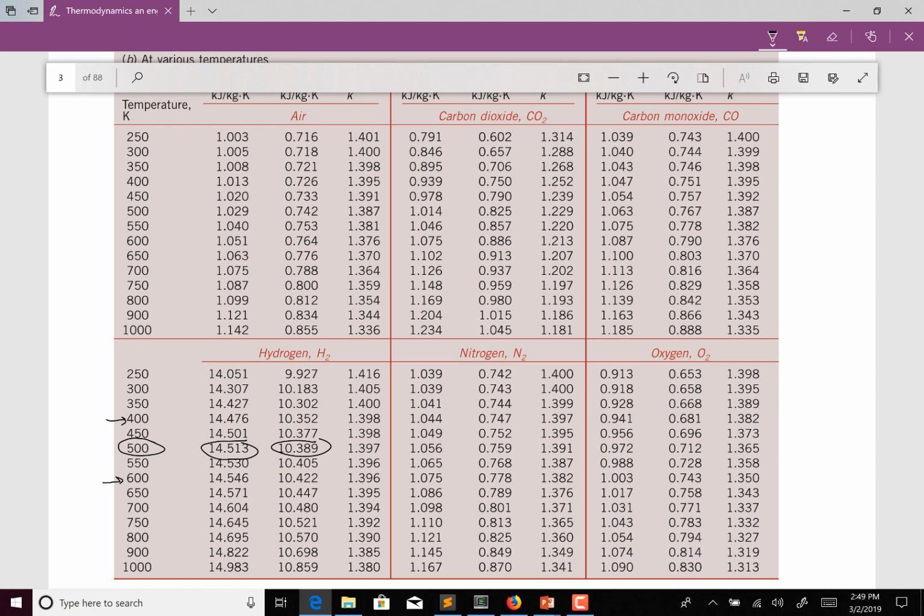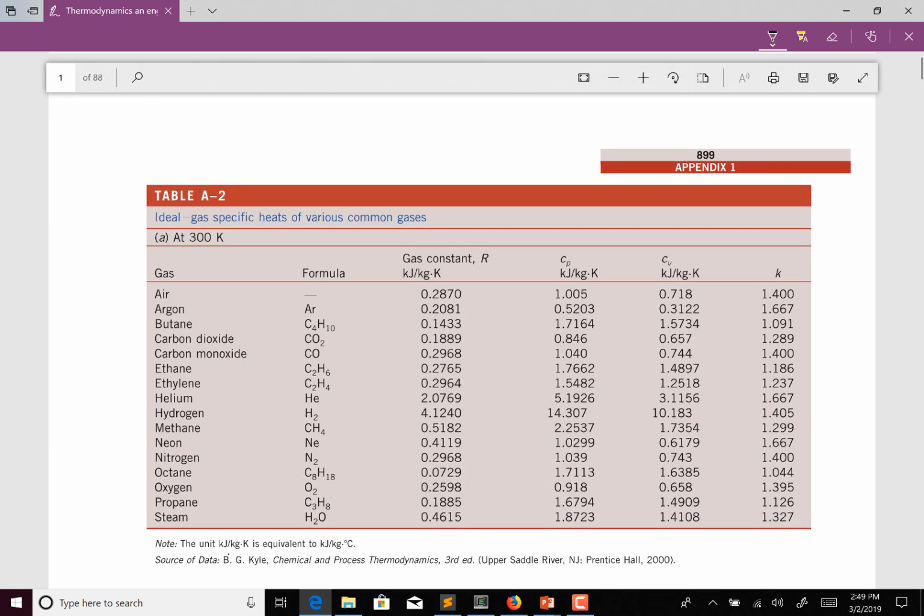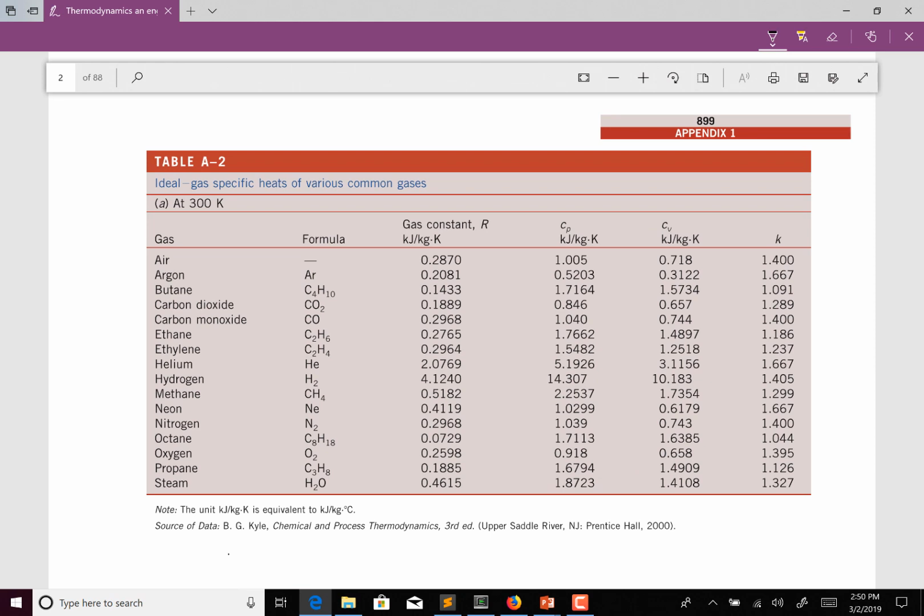So this information is pretty limited. And so another approximation that we're going to do sometimes is we're just going to assume that we can use the specific heat at room temperature. So for this chart, that's at 300 Kelvin. And so you can see that this chart has quite a few more values for specific heat, and there are lots of values for specific heat available online.